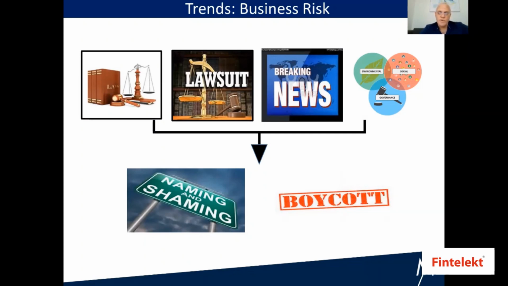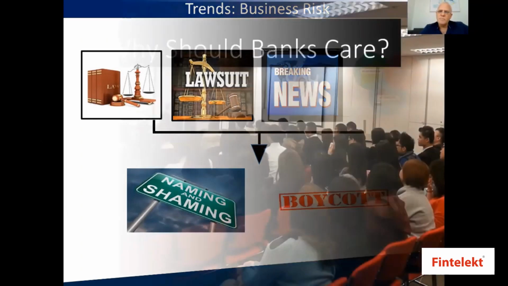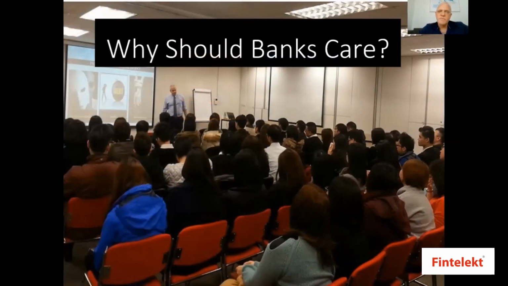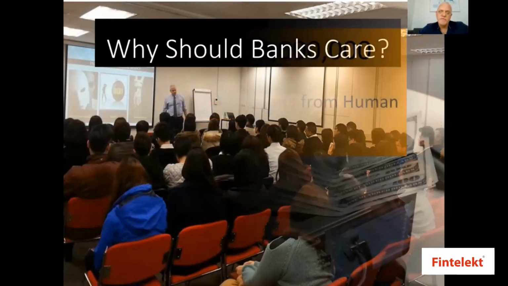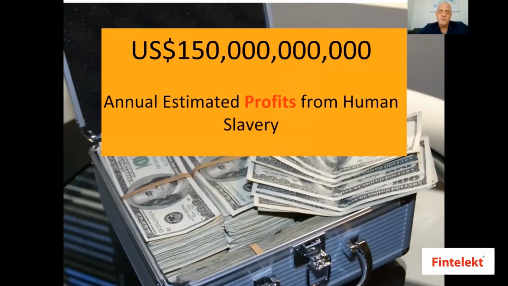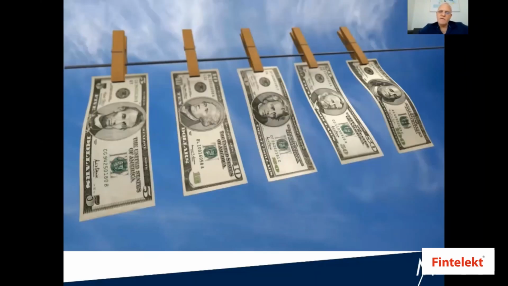If you don't do certain things, it can result in naming and shaming, it can result in boycotts, bad things happen within companies. So why should the banks care about this issue? Well, it really comes back to this number here, 150 billion US dollars a year. That's a tremendously large number, and if you put this into any of your currencies, you can imagine how much bigger it becomes. If you as a bank have any of that money get into it and the regulators find out about it, then it's money laundering.